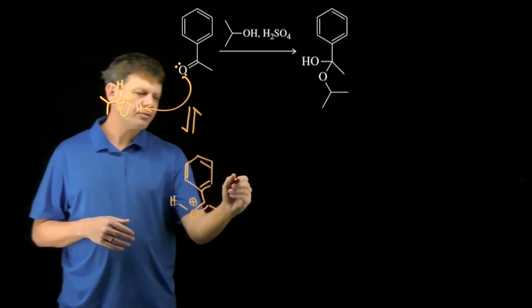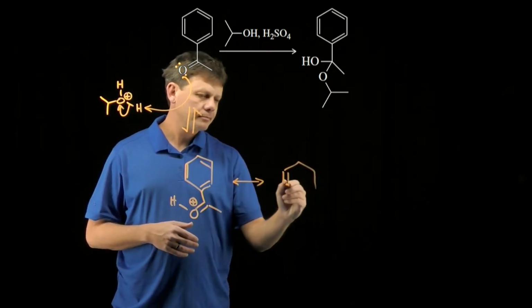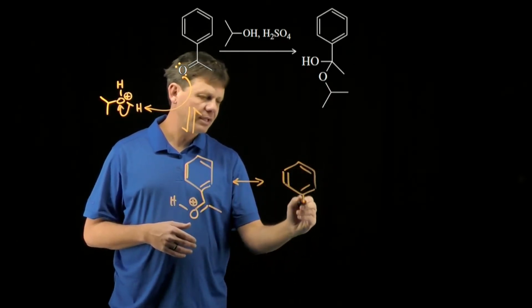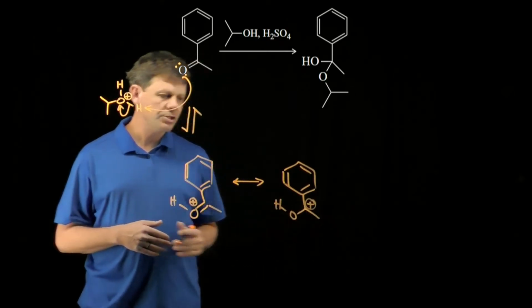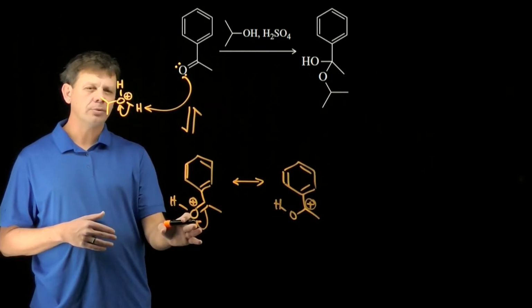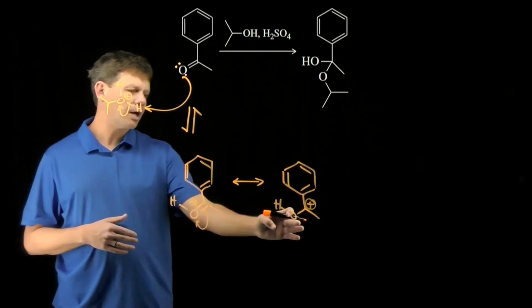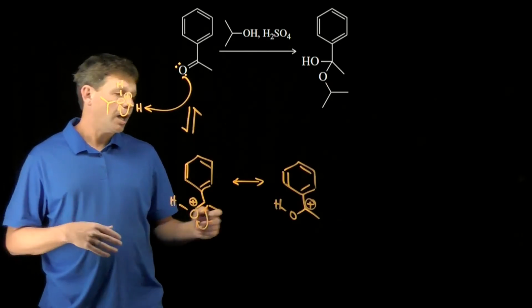We can draw a resonance structure that shows that this protonated ketone is very electrophilic at carbon. So we can generate this resonance structure by moving a pair of electrons from the CO pi bond onto oxygen. That gives us a positively charged carbon.